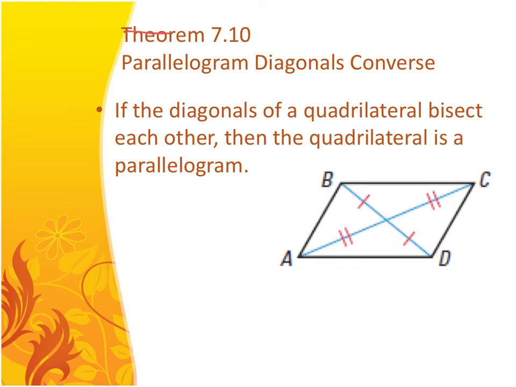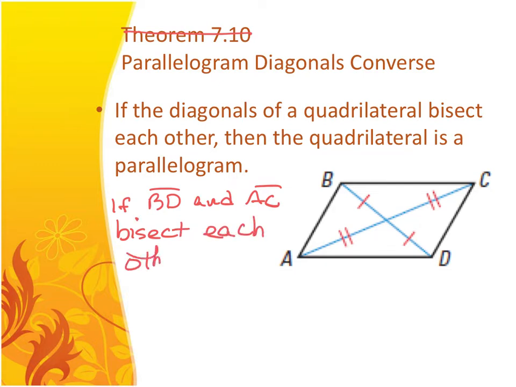Again, don't memorize the number. The name of it is the parallelogram diagonals converse. And this one states that if the diagonals of a quadrilateral bisect each other, then the quadrilateral is a parallelogram. So what we could state is if BD and AC bisect each other, then ABCD is a parallelogram.